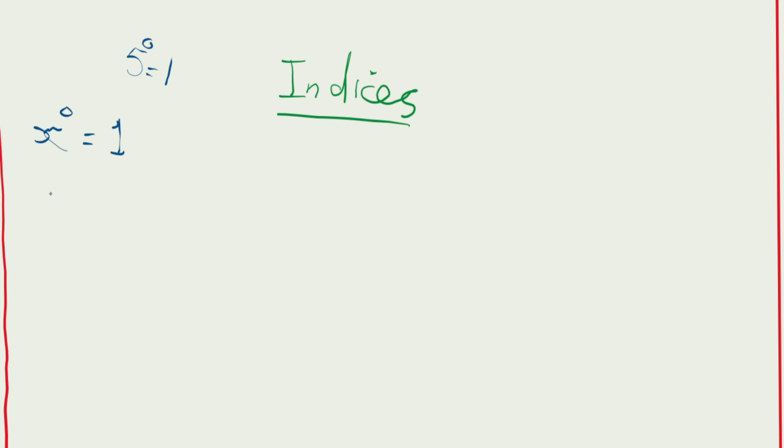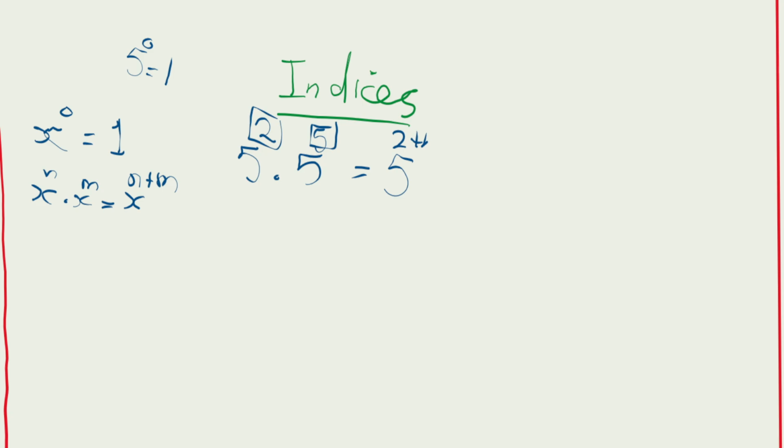The second one is x to the power of n times x to the power of m equals x to the power of n plus m. This repeats a lot in the IGCSE and IB exams. So how will the question look? It will look something like this: 5 squared times 5 to the power of 5, for example. So the rule says just add these indices. So it's 5 to the power of 2 plus 5, so it's 5 to the power of 7.